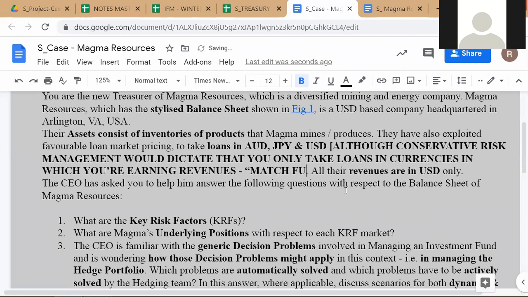So this term is called match funding. If you hear match funding, this is what is meant by match funding, where you match your assets and liabilities. And the assets are basically the present value of your revenues that you're going to earn for the forthcoming year or the duration of the loan. Okay. So you match funding. Although conservative risk management can only take loans in currencies in which you're earning revenues, known as match funding. Yeah, so that's fine. We can close this here.